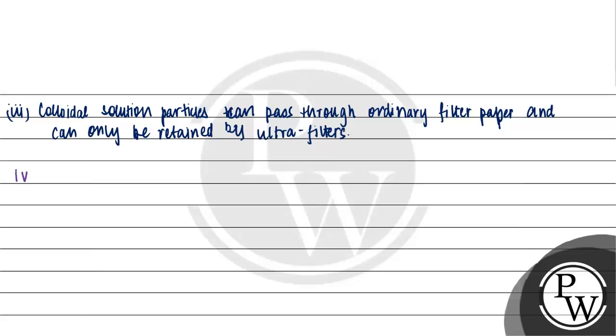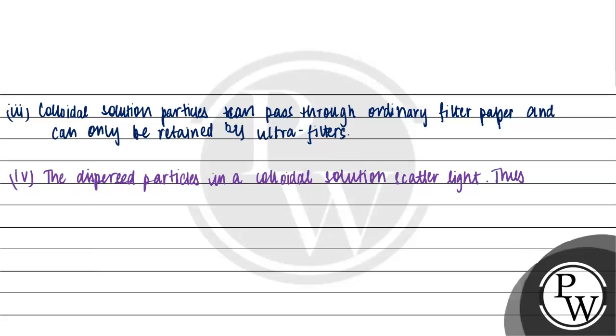Now let us talk about the fourth property of the colloidal solution. The dispersed particles in a colloidal solution scatter the light, and thus that effect is known as Tyndall effect. टिंडल इफेक्ट में हम जो कोलाइडल सॉल्यूशन पे एक बीम पास कराते हैं, the dispersed particles scatter the beam of light, and this phenomenon is known as Tyndall effect. Scatter light. Thus, they exhibit Tyndall effect.